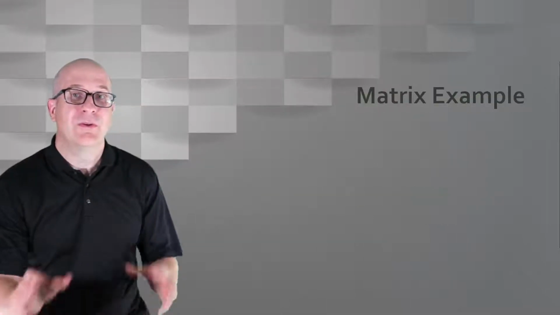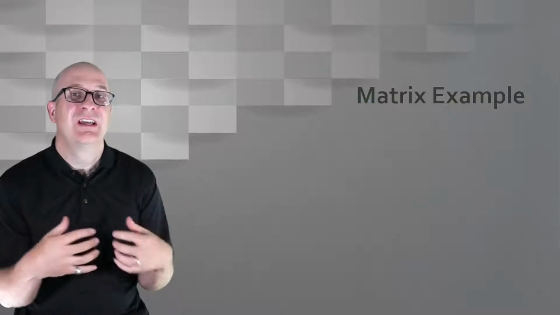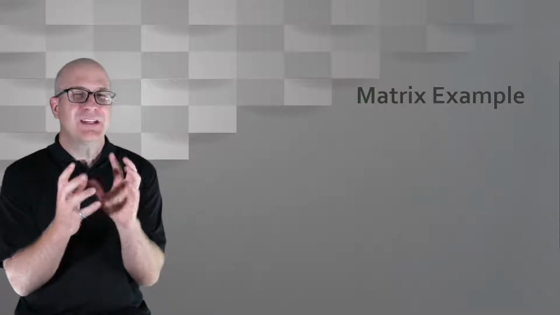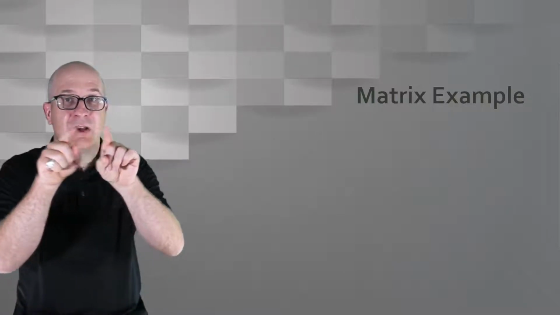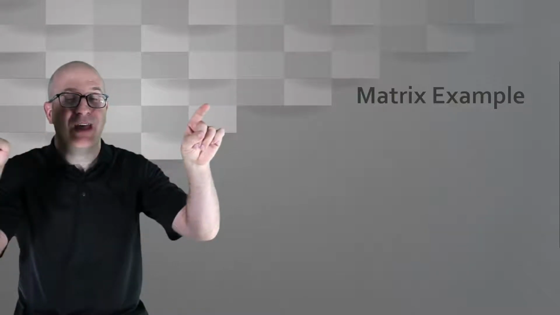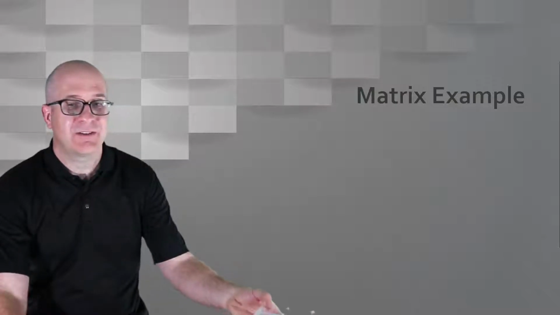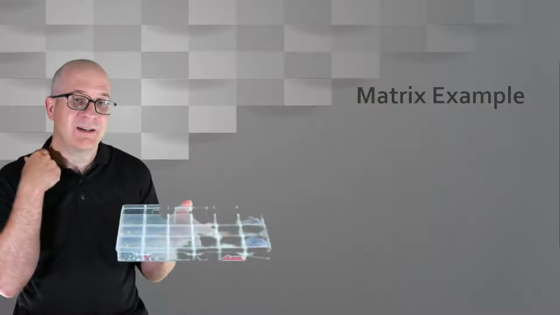All right, so this last segment of the video is a matrix example. We're going to take a look at a matrix, which is essentially just a 2D version of a vector. We're going to take a vector and make it a tiny bit more complicated by, instead of having a set of values in a row, having a set of values in rows and columns, which is pretty neat.